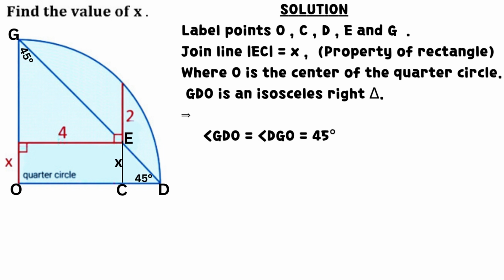GDO is an isosceles right triangle. This implies that angle GDO equals angle DGO, which equals 45 degrees.